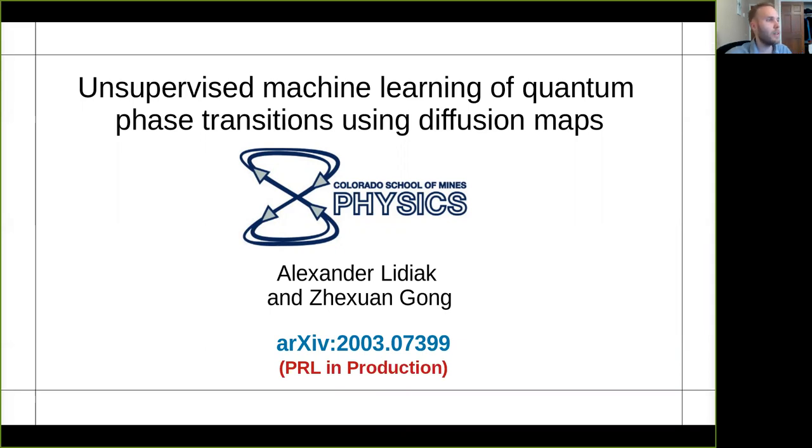Today I'm going to talk about my work with my PI, Zhexuan Gong, at the Colorado School of Mines Physics Department, using diffusion maps to find quantum phase transitions. The work and extra details can be found at this arXiv link, and the PRL is currently in production, which we're excited about.